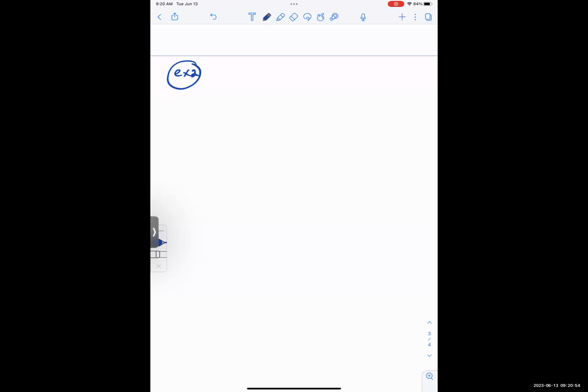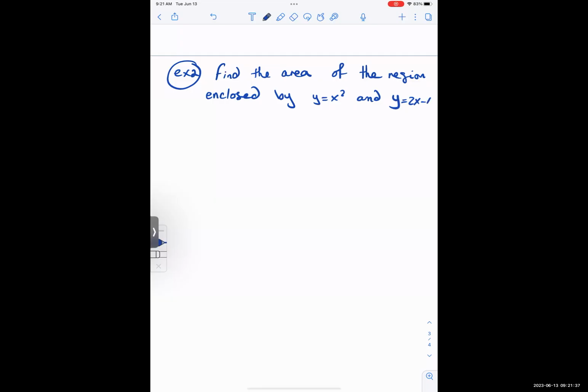So example 2: find the area of the region enclosed by y equal to x squared and y equal to 2x minus x squared.